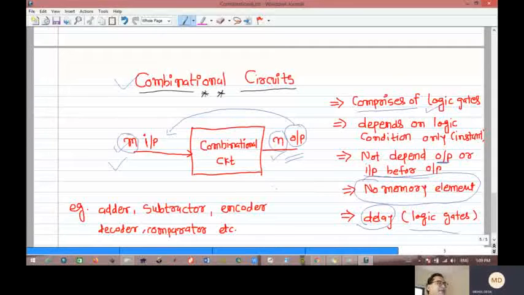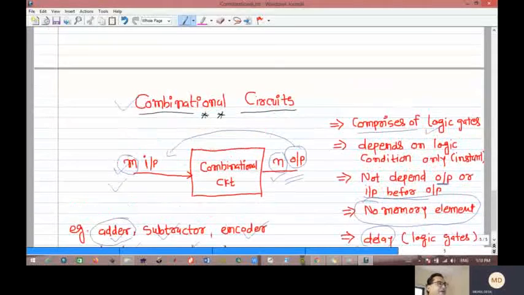So this is a combinational circuit. Examples of combinational circuits are the adder circuit, 2-bit adder, adders of more than 2 bits, similarly subtractor, encoder, decoder, comparator, mux, etc. So in this lecture, we discuss the half adder and full adder circuit.